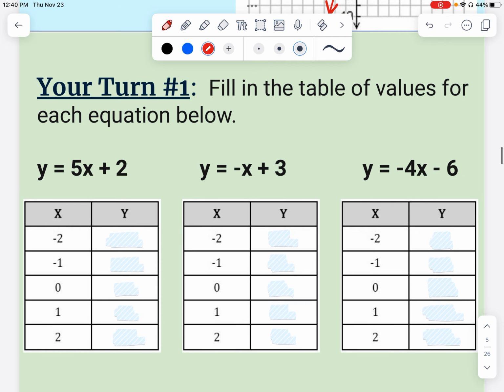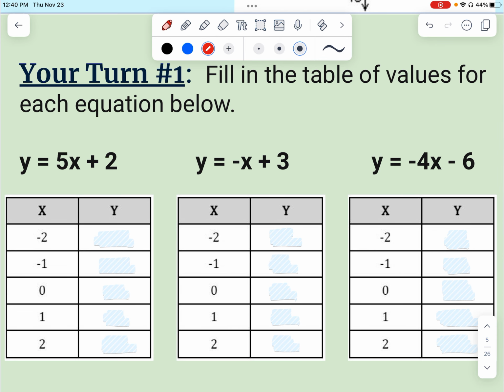So your turn number 1, I just want you to practice completing the table, filling in the table, using the equation, and using the values that were given. So for the first one, our equation y equals 5x plus 2, plug in each of these values of x into the equation and see what y is equal to. You're doing that for each of those 3 equations. So pause the video while you work on that. When you're done, you can hit play and I will go over the answers with you.